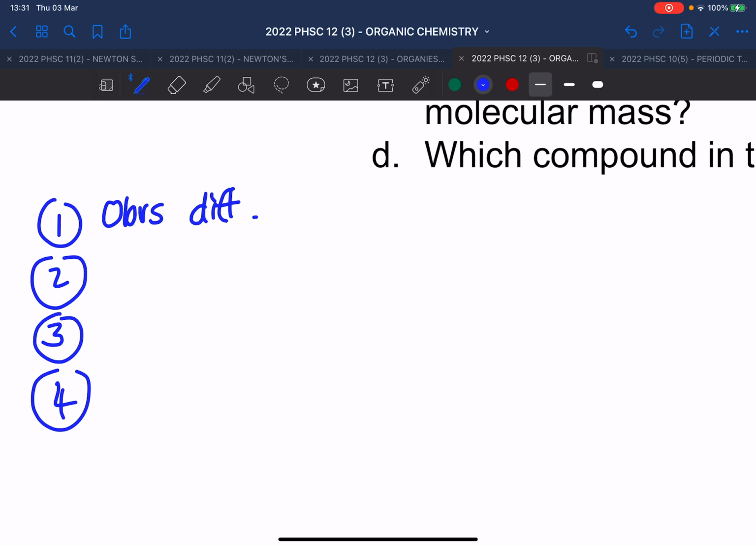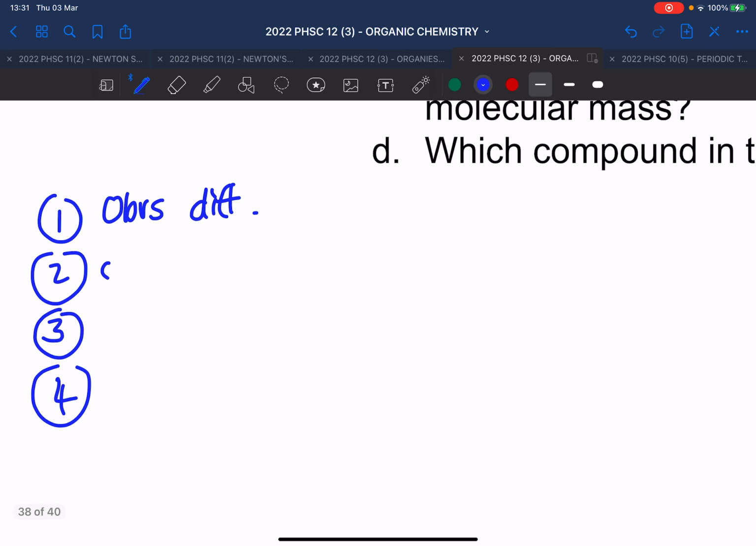You check. What am I comparing? Pentane with butane, so it's the length. Am I comparing pentanol with pentane? Then it's the type of intermolecular force. The second thing is you look at the strength of the intermolecular force. You say, this one is stronger than this one.